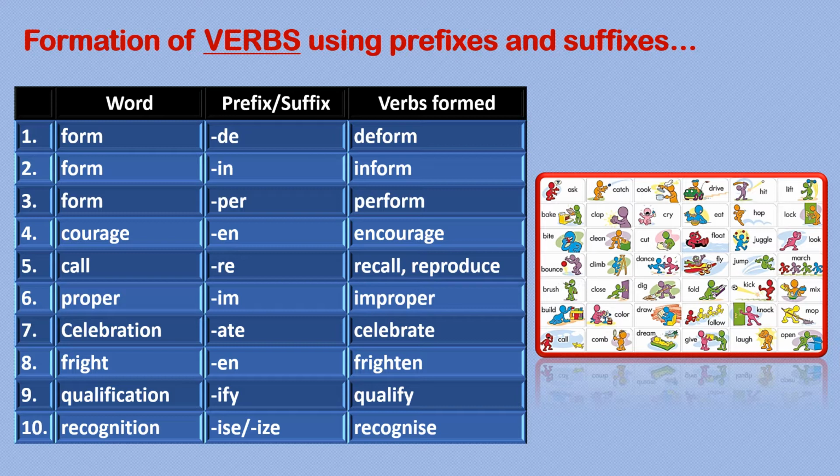Then we have suffixes. Celebration becomes celebrate, fright becomes frighten, qualification becomes qualify, and recognition becomes recognize or recognise, one of the two. So verbs can take a prefix or suffix to be formed.